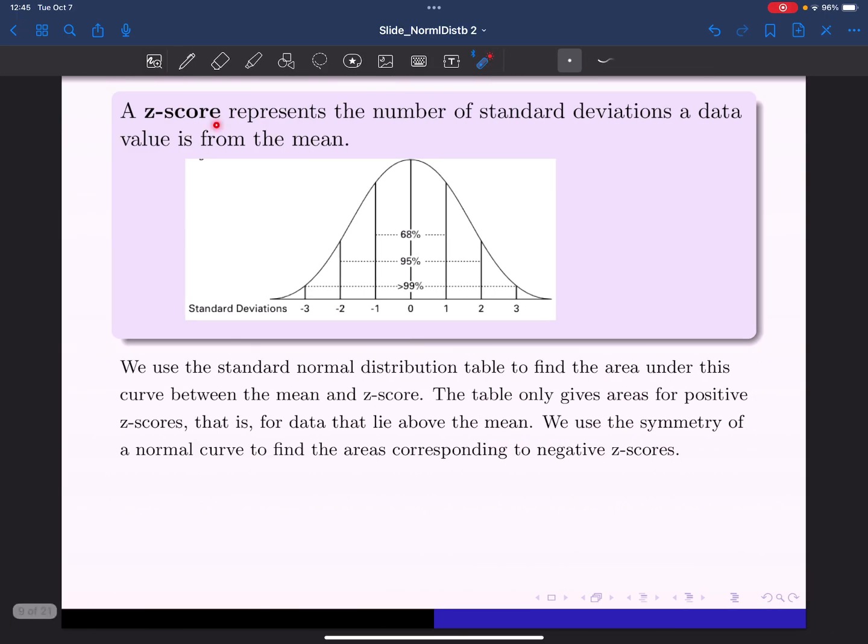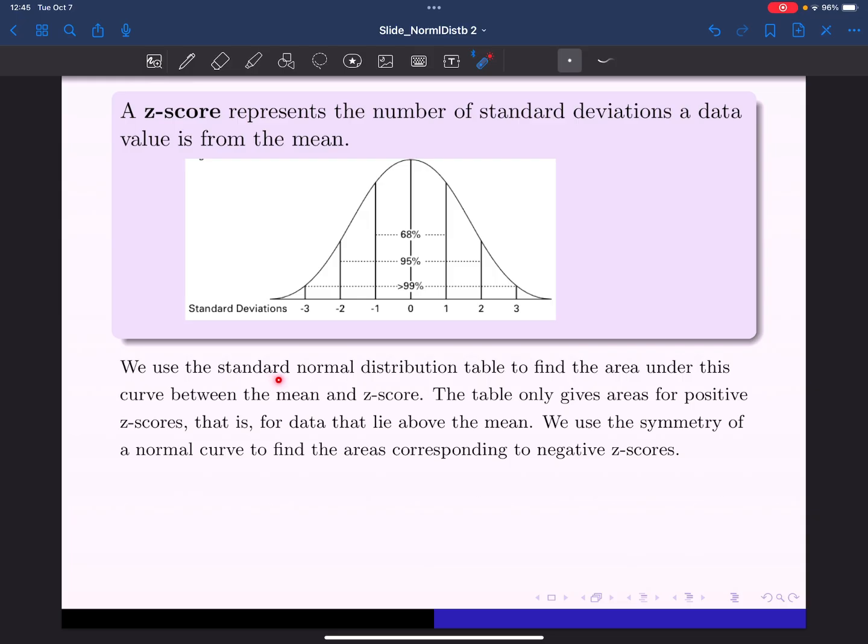Now, the z-score represents the number of standard deviations a data value is away from the mean. So if we look at the bell shape, this is my average. In terms of z-score, the average is zero standard deviations away from the mean. Here is 1, so we go 1 standard deviation, 2 standard deviations, and 3. Within 68%, we have 1 above and 1 below. So this is the z-score, which is the number of standard deviations away.